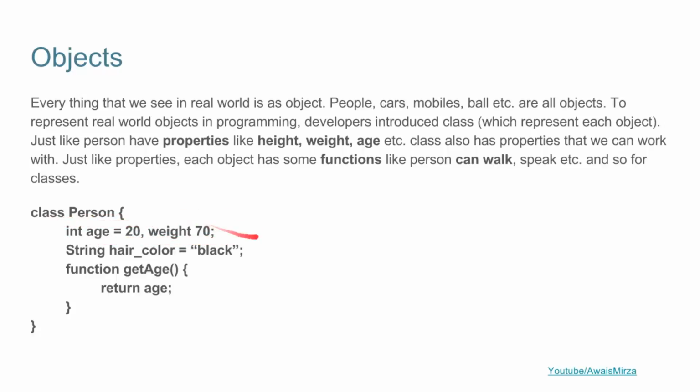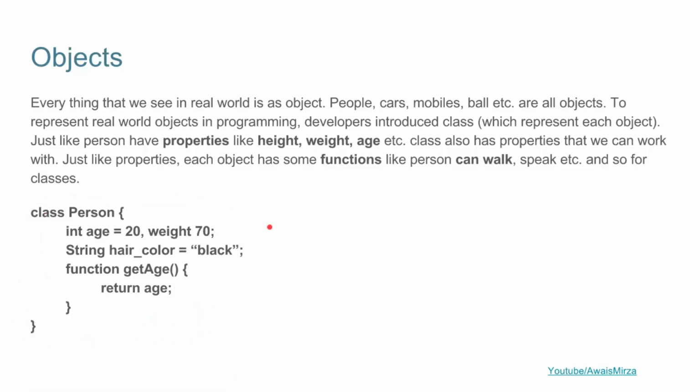We have a person, and a person can have age, can have weight, can have degrees, can have phone numbers, can have multiple properties. So I've just added two properties right here, a string hair color, that is, what is the color of his hair, and I have added a function getAge. It's going to return me the age of that person. We can add multiple properties, we can add multiple functions, and this is the template that we have created.